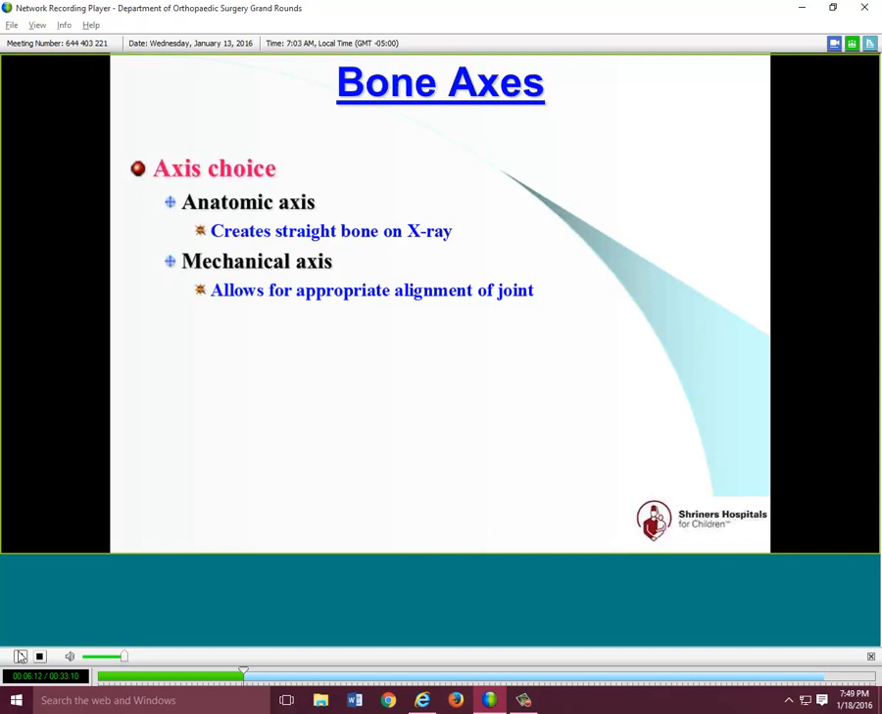When do you use the mechanical axis? So on the anatomic axis, you could create a straight bone on X-ray because you'll just kind of look at more the middle part of the bone and get that all to line up. Whereas on the mechanical axis, if you're trying to straighten that up, you can actually get the joints to line up well. And I think everybody kind of gets comfortable using one versus the other.